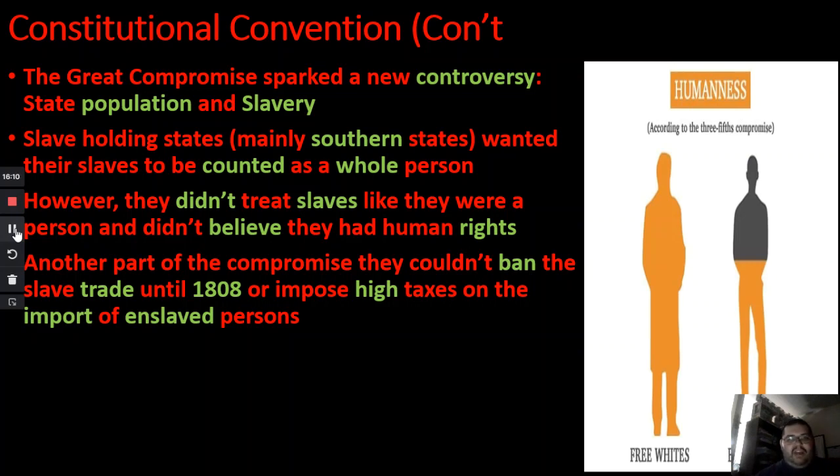What do we count slaves as? And they said, okay, how about 25%? No, 75%. How about 40? No, 70%. And they basically came to an agreement on three-fifths, which is 60%.